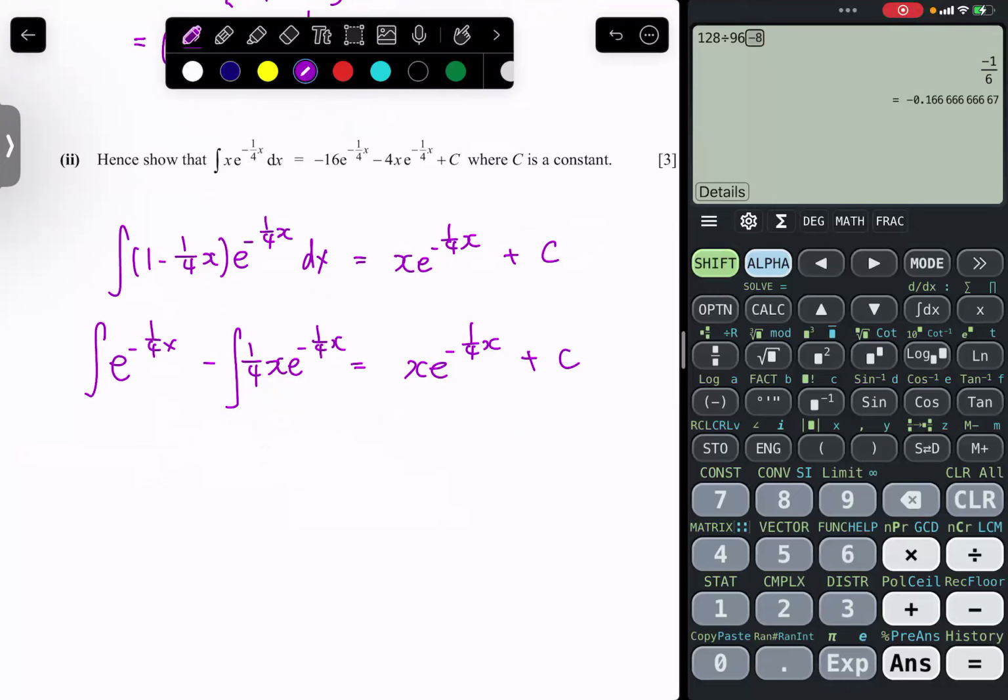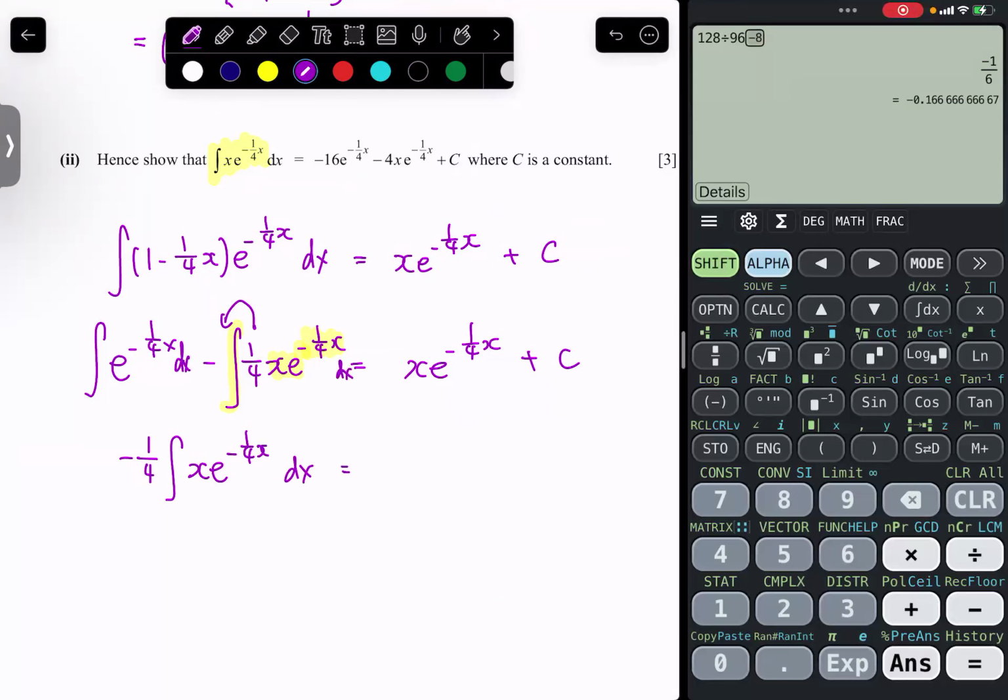Now then, we only want to integrate x e^(-1/4 x). So that means this, we only want this. Now we can bring the 1/4 out as well. So we'll have negative 1/4 integral of x e^(-1/4 x) dx, with dx down here.